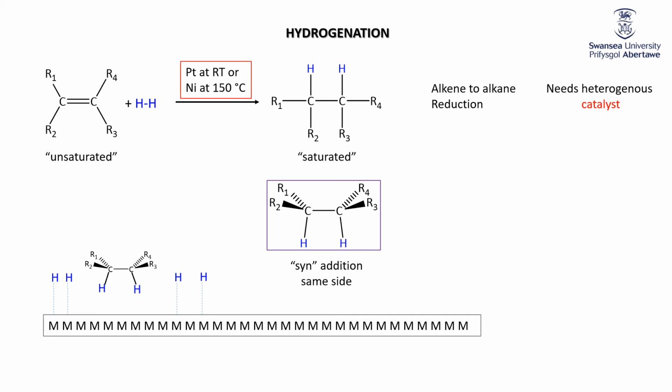In hydroboration, the bromine and the hydrogen can go on the same side, or they can go on opposite sides. Bromination, anti: one goes on one side, one goes on the other side. Hydrogenation, both of the atoms that you're adding to the double bond go on the same side.